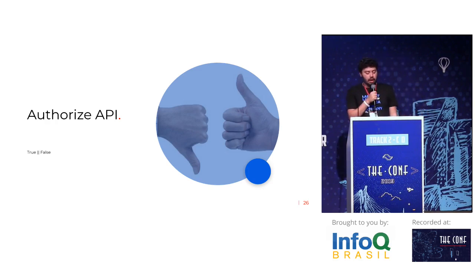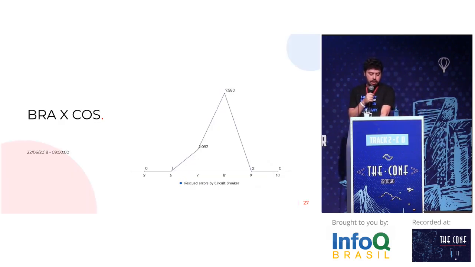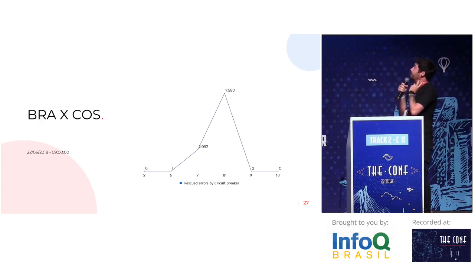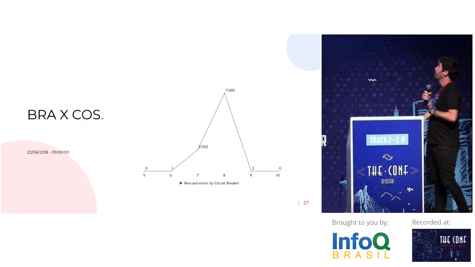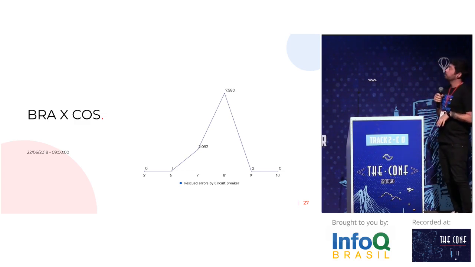So to share some numbers about our authorization API. This match was Brazil against Costa Rica. It was on June 22. At the 5 minutes, we had 0 users rescued by our circuit breaker. At the 6 minutes, we went to a single user rescued. And at the 7 minutes of the match, we had more than 2,000 users.